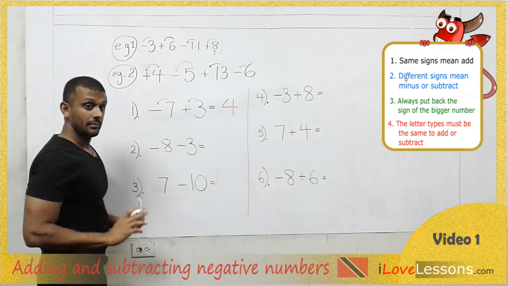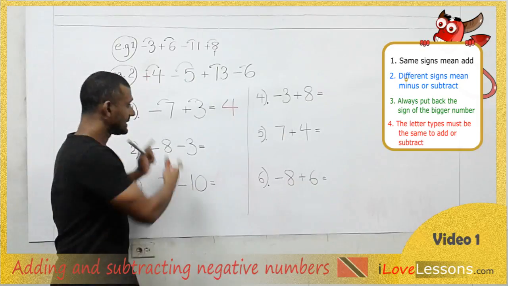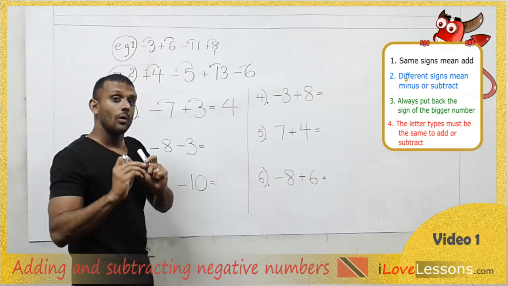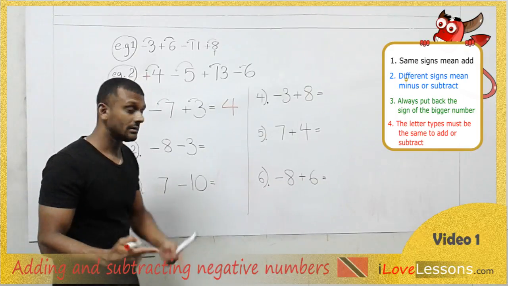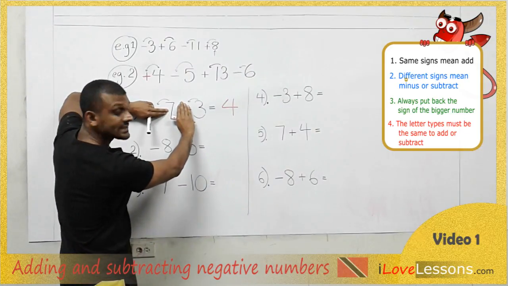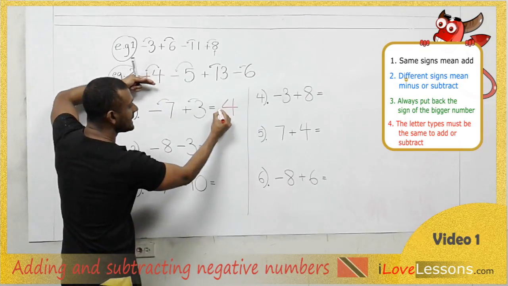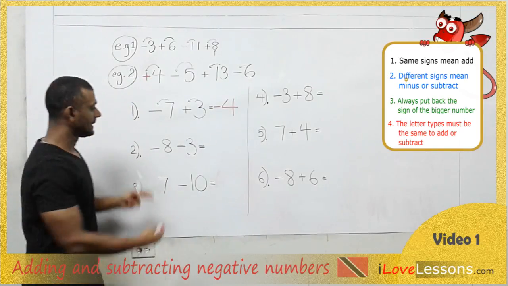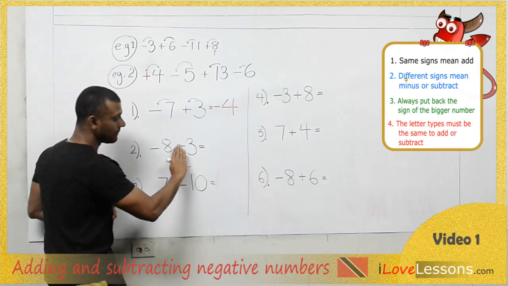4. But look at rule number 3 now. After we add or minus, and in this case we minused, according to rule number 3, when we finish adding or subtracting, we have to put back the sign of the larger number. Which one of these numbers is larger? 7 is larger. What sign does the 7 carry? A negative. So the answer is actually negative 4. Let's try question 2. Minus 8 minus 3.